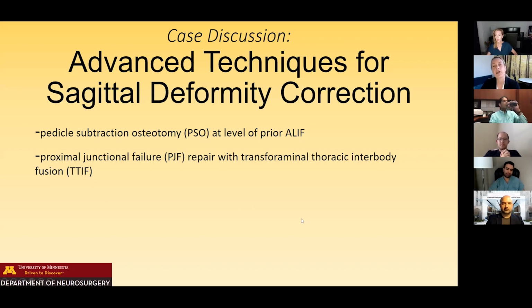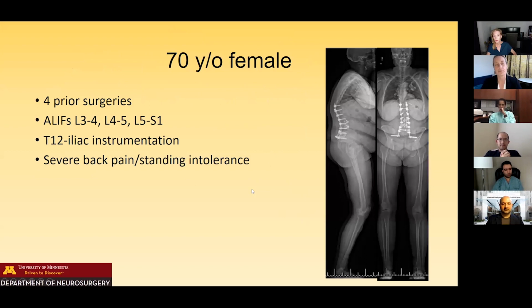And then we're going to talk about a novel salvage and repair technique for proximal junctional failure that actually involves doing an osteotomy, hopefully as nice as Suken's. He demonstrated the Ponte osteotomy, but combining that with a transforaminal thoracic interbody fusion to repair junctional failure. So unlike in pediatric deformity and AIS, adult deformity is plagued by a very quick junctional failure, as many of you might know. And so we're going to discuss this case of a 70-year-old woman.